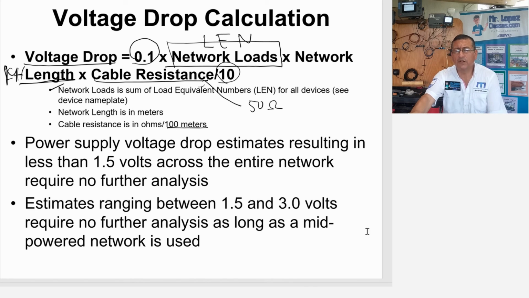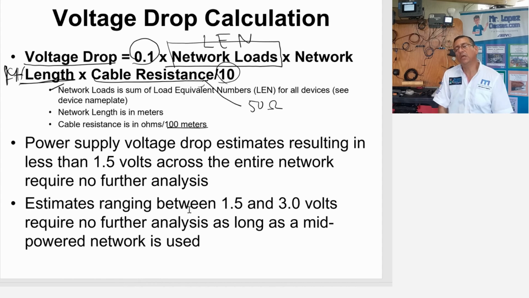Okay, power supply voltage drop estimates resulting in less than 1.5 volts across the entire network require no further analysis. Okay, estimates ranging between 1.5 volts drop and 3.0 volts drop require analysis and diagnosis. That's that. If you enter in the display and you check the attenuation problem, it says excessive voltage drop.